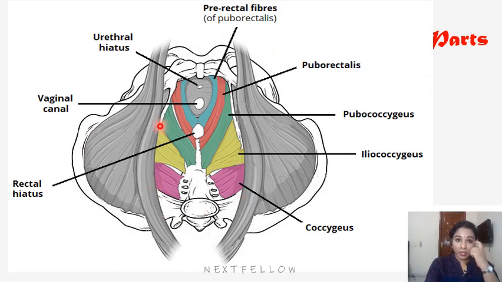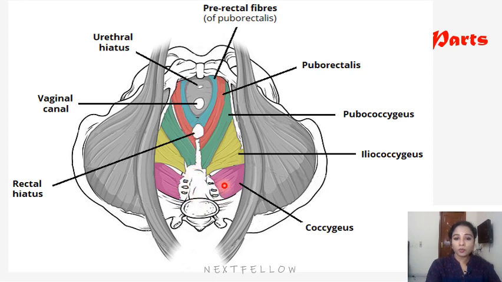So let's see the parts again. It is mainly composed of levator ani and coccygeus muscle. So this is the posterior side of the pelvis from above. This is the anterior side, and we can see the inner aspect or the pelvic surface of the sacrum.